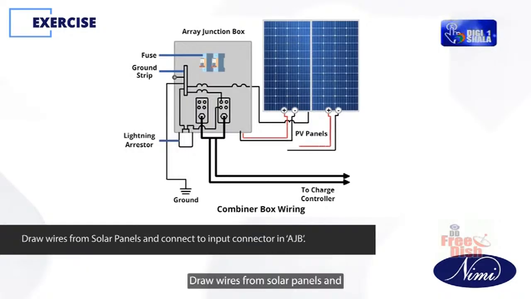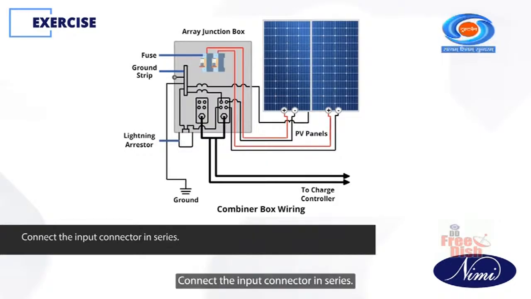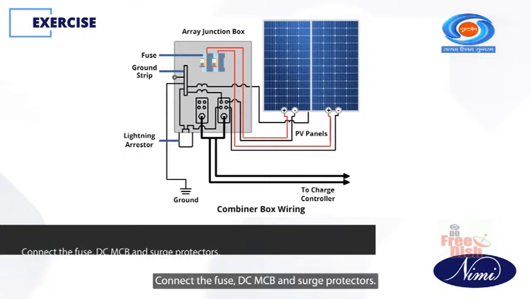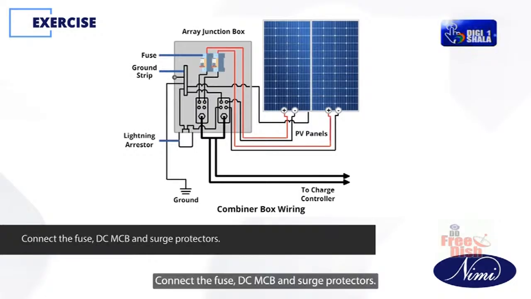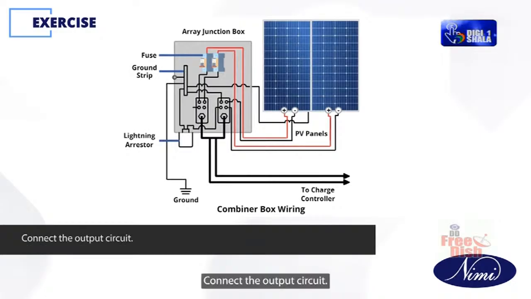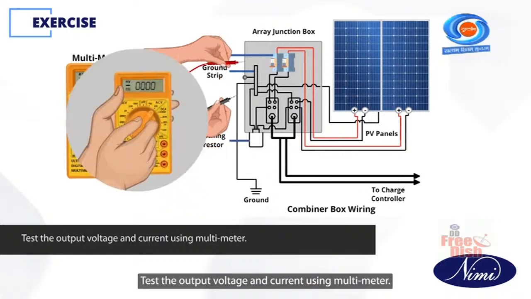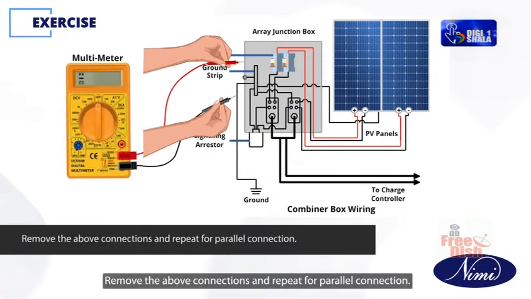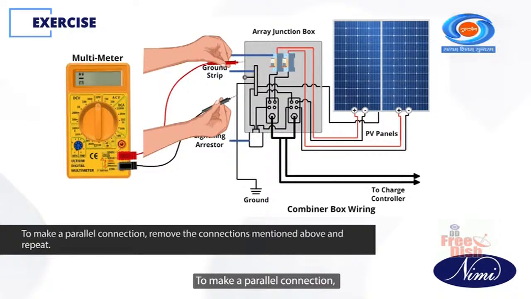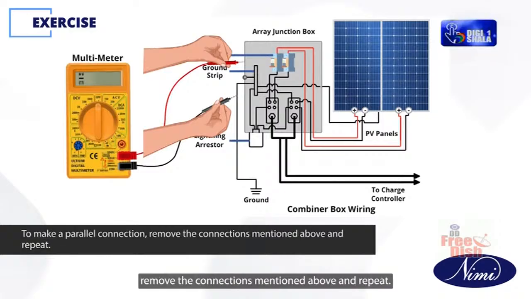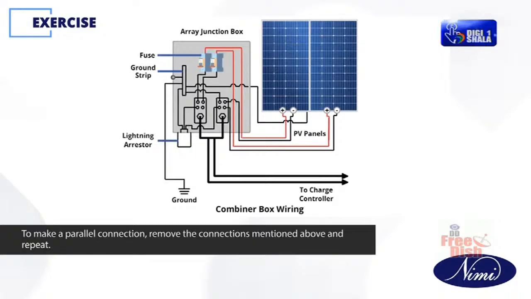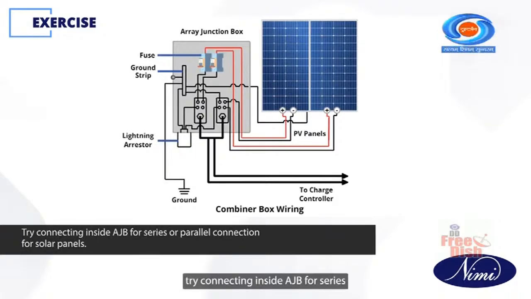Draw wires from solar panels and connect to input connector in AJB. Connect the input connector in series. Connect the fuse, DC, MCV and surge protectors. Connect the output circuit. Test the output voltage and current using multimeter. Remove the above connections and repeat for parallel connection. To make a parallel connection, remove the connections mentioned above and repeat. Try connecting inside AJB for series or parallel connection for solar panels.